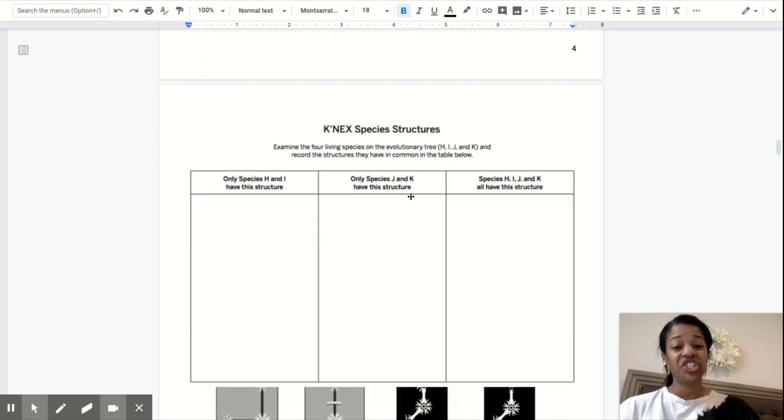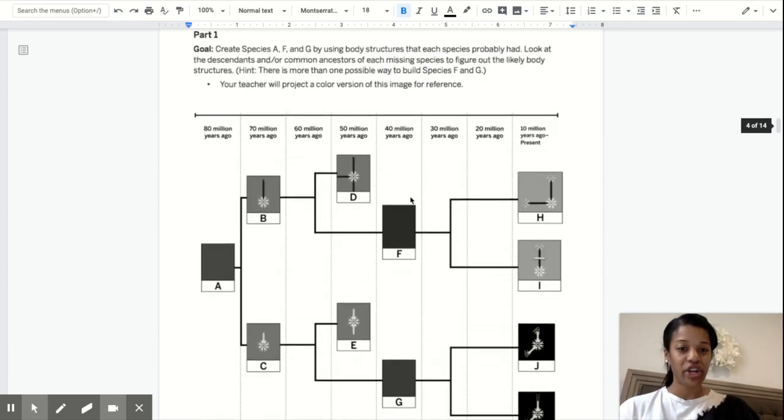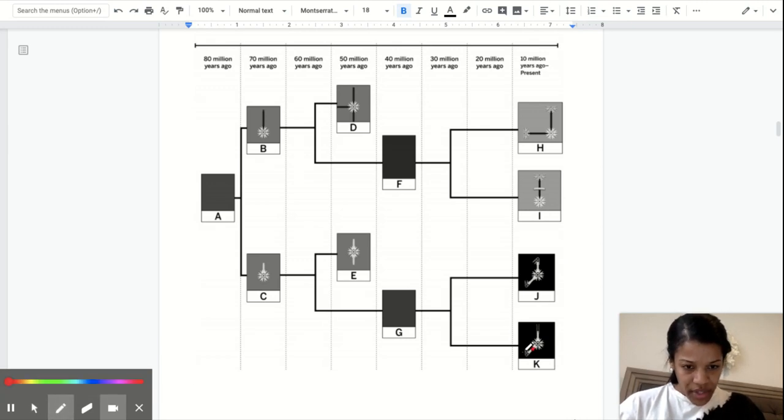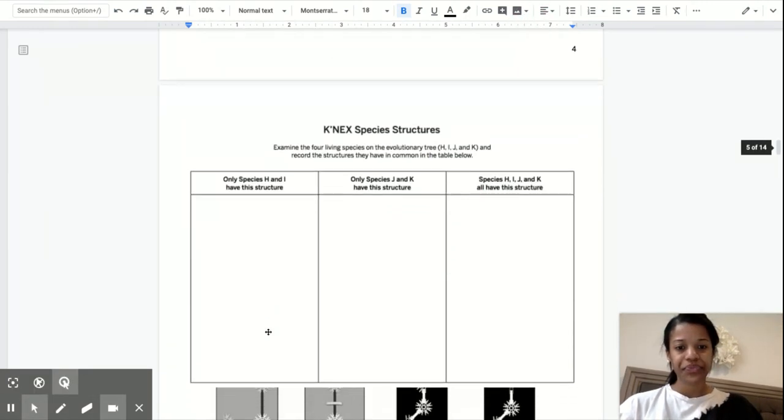Only species J and K have this structure. Okay, they have the dark background and they also have like this little bolt here. Okay, got it, cool. Let's go down.